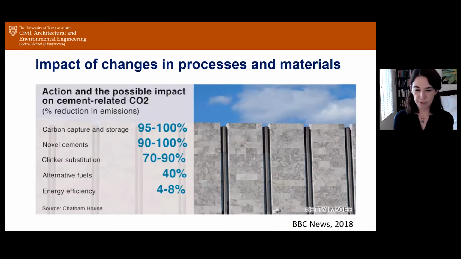This is again just something from the news that sort of gives the possible impacts of these types of levers on the actual reduction of CO2. And this is in percentage. So, take this for what it's worth. But the reason that alternative fuels and carbon capture and storage have good long-term potential is we can get significant reductions in CO2 from these strategies. Novel cements and clinker substitution, this idea of using something other than cement, can also have an extremely high impact, whereas the energy efficiency has less of an impact.